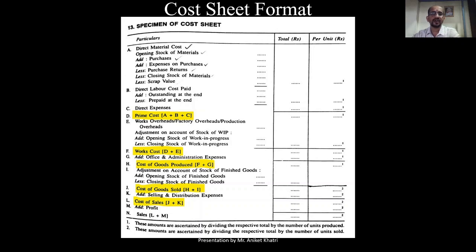So in this video we are going to solve the problem on cost sheet, which is based on this particular format. Okay, so this is our 15th problem, which came in the 2017 April regular examination of Savitribai Phule Pune University at SYBCOM level.